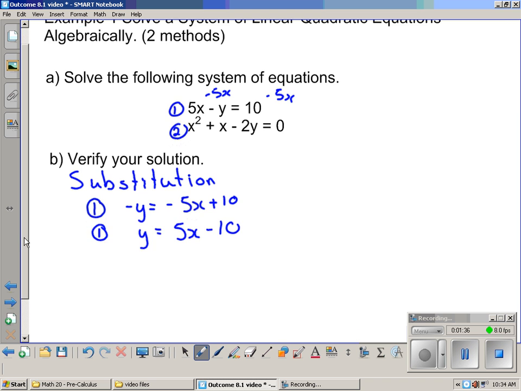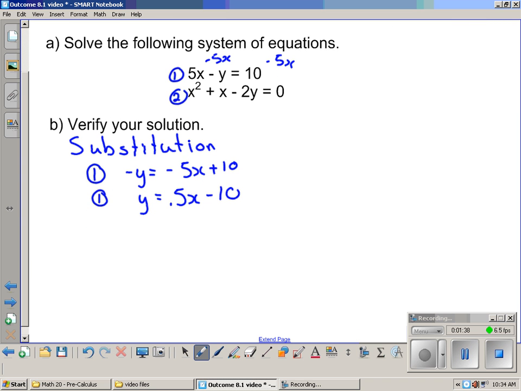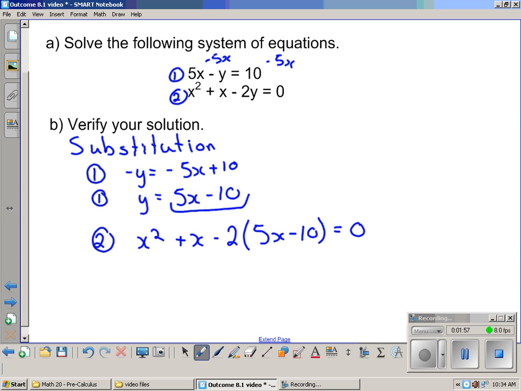I'm then going to substitute this expression in for y into equation number 2. So equation number 2 is x squared plus x minus 2y. Now instead of y, we're putting in 5x minus 10, and then I have that equals 0. Now I just need to solve this. I only have one variable, and so I'm going to solve it.